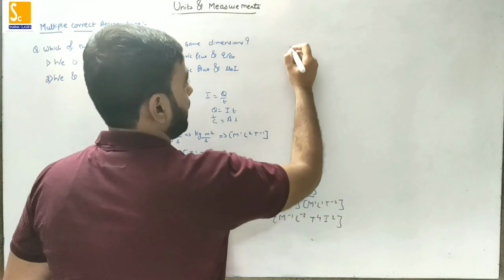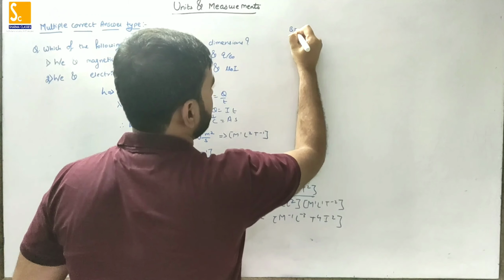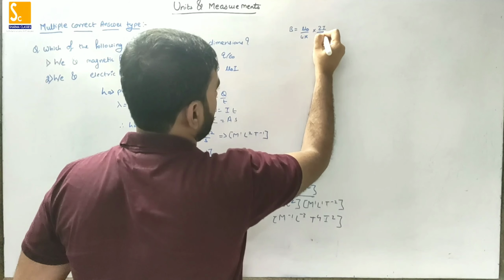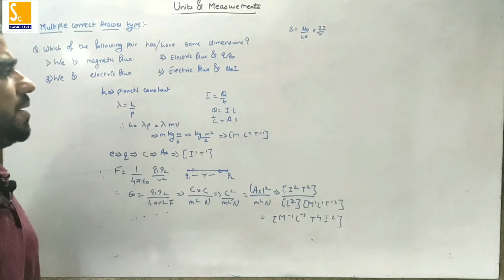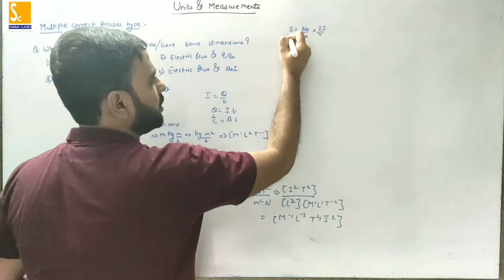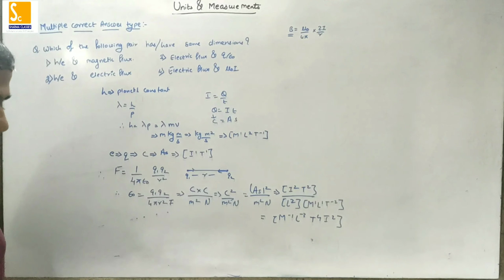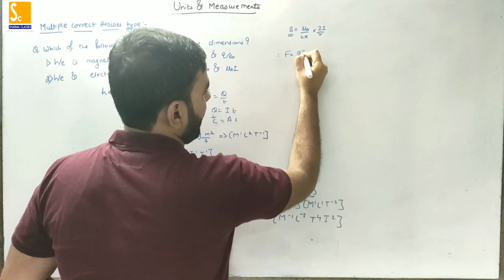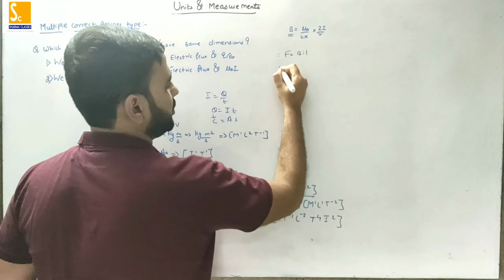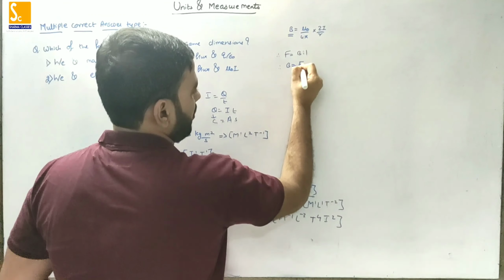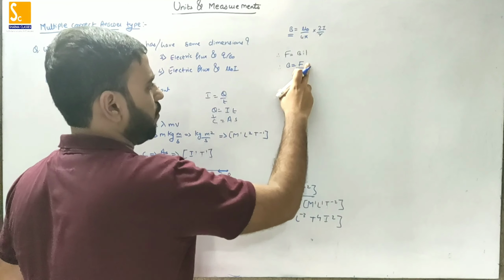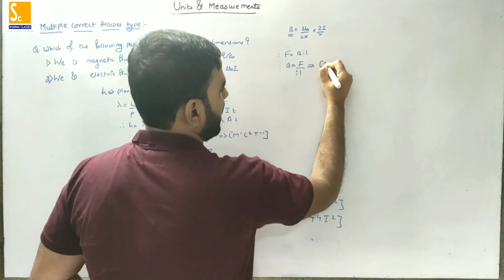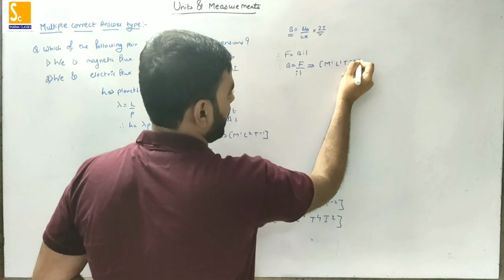Okay, so to find out the dimensional formula for mu naught, we will use this equation: B is equal to mu naught upon 4 pi into 2I by R. This is the relation. Okay, but the problem is we don't know the dimensional formula for B also. So to find out the dimensional formula for B, first we will use this equation. B is equal to F upon IL, where F is the force, I is the current, and L is the length. We know the dimensional formula for force is M raised to 1, L raised to 1, T raised to minus 2.